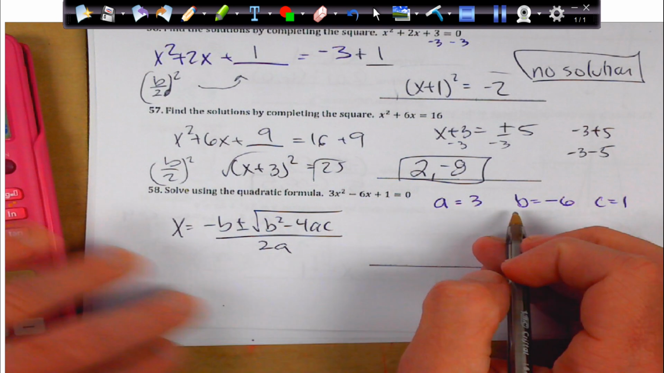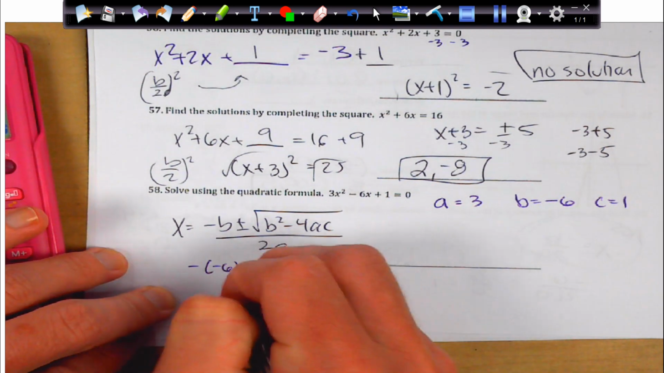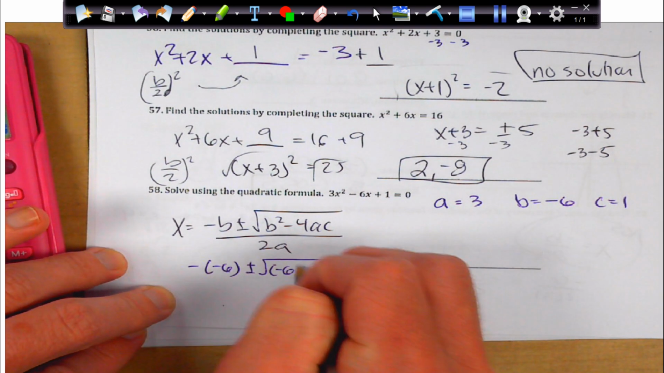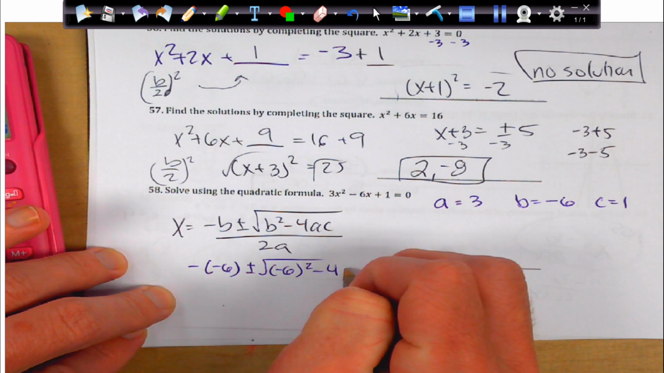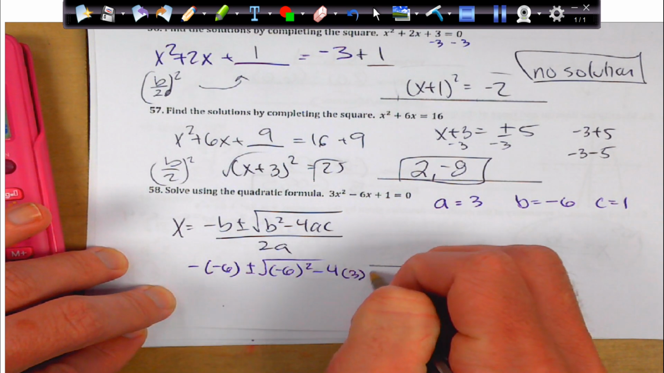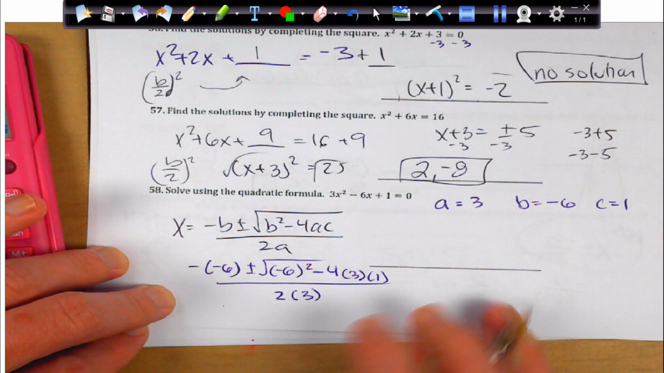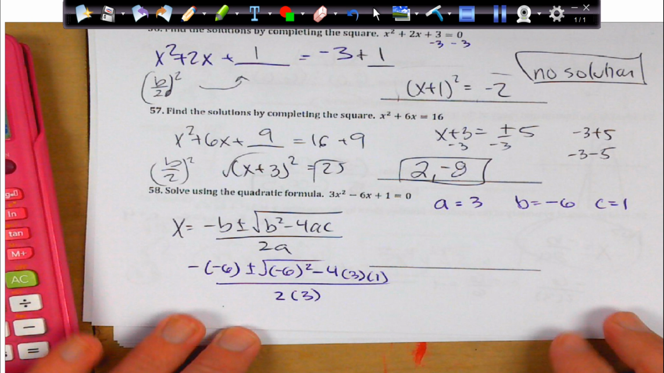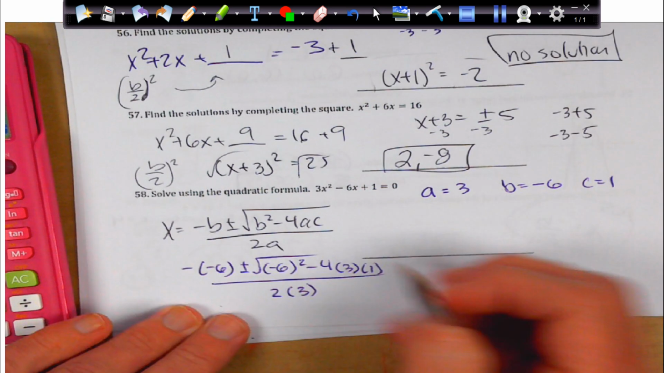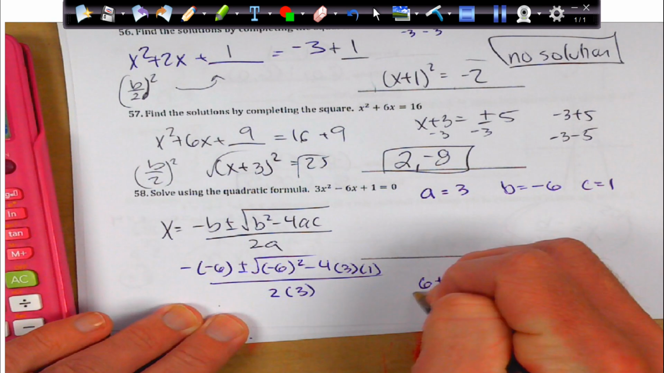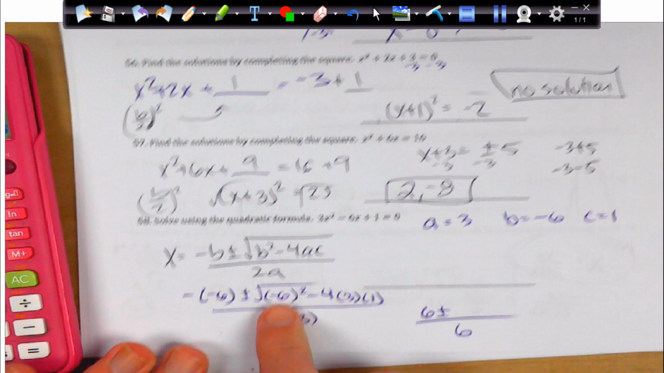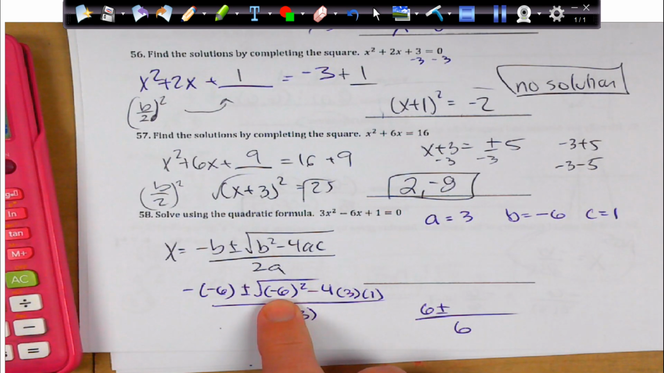So we get negative negative 6 plus or minus the square root of negative 6 squared minus 4 times 3 times 1, all over 2 times 3. So I like to evaluate the inside first. This is going to obviously be just 6 plus or minus, and 6 on the bottom. And this is going to be negative 6 squared, that's going to be 36 minus 4 times 3 times 1, which is 12, giving 24.